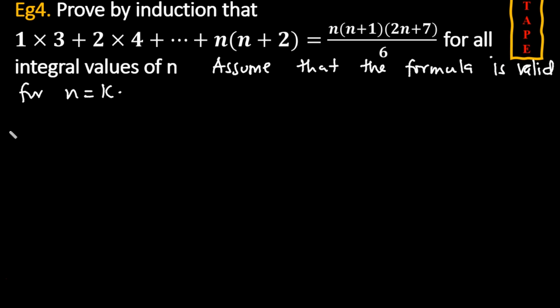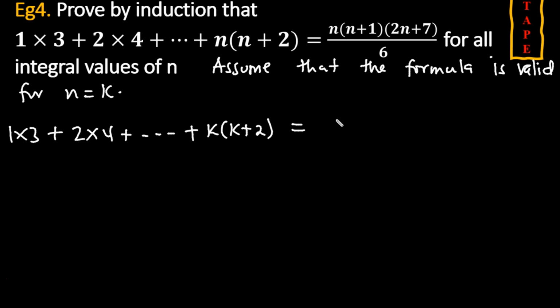When I do it, I'm going to have 1 times 3, then plus 2 times 4, plus ... plus, where there is n, I substitute a k, then I have k(k + 2), and this is equal to, on the right, k(k + 1)(2k + 7), then everything divided by 6. Now, we are done with testing and assumption. Now we are going to go for a proof.